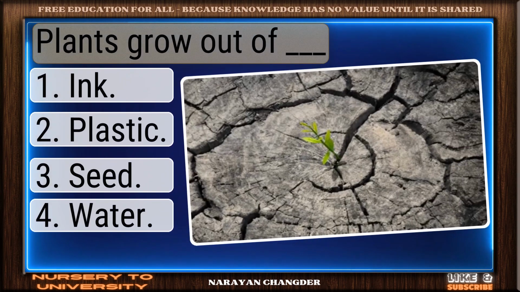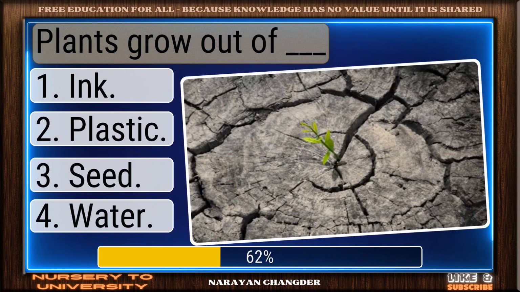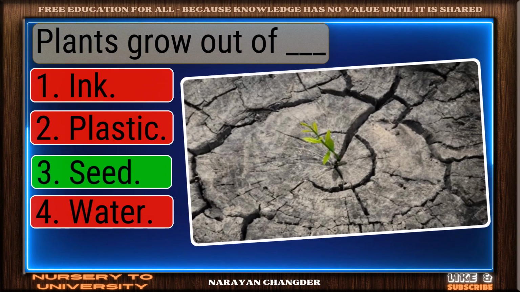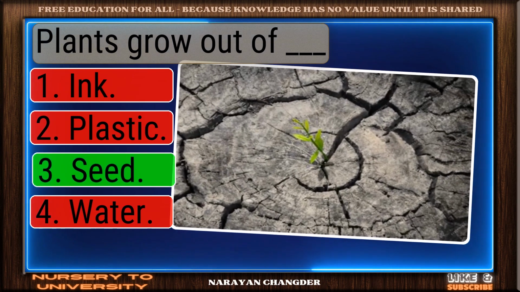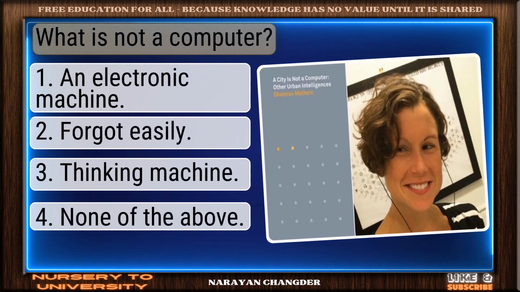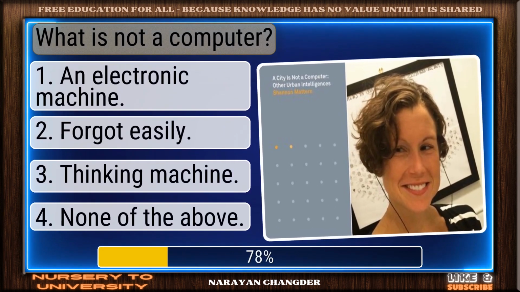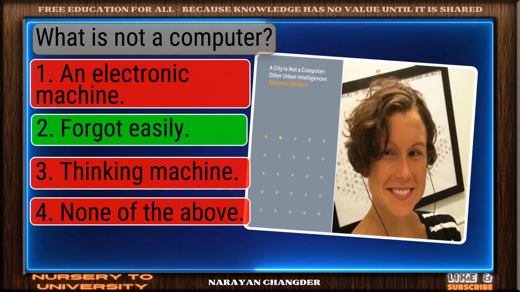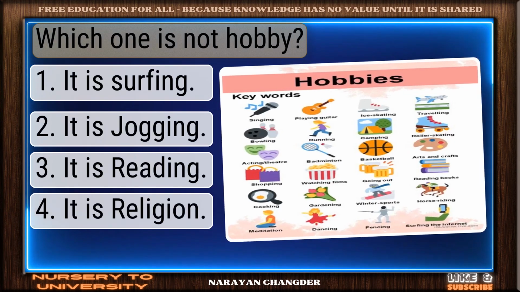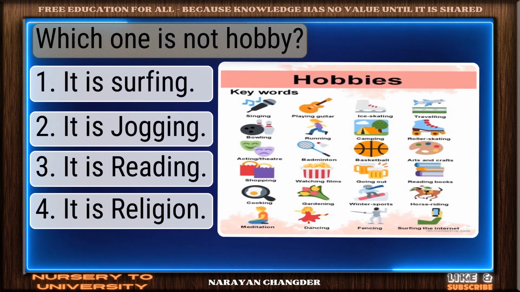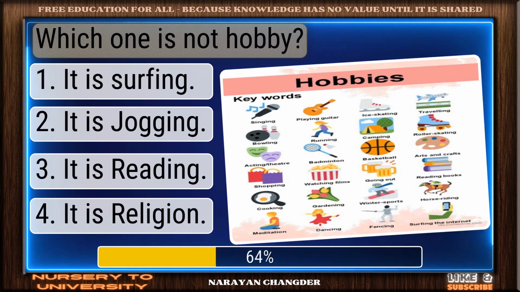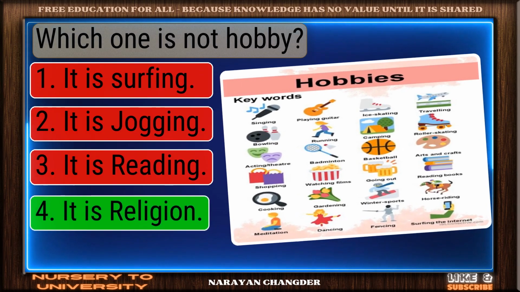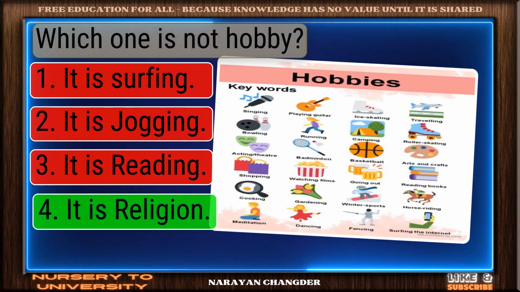Plants grow out of dash. Good thinking. Seed is the right answer. What is not a computer? Nicely done. Forgot easily is a solid answer. Which one is not a hobby? Well done. Religion is the right choice.